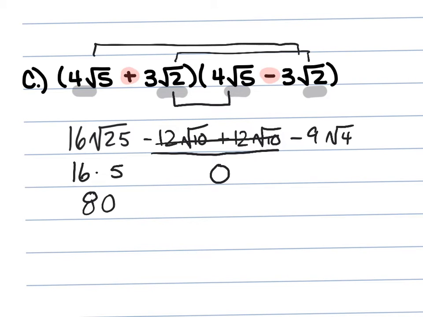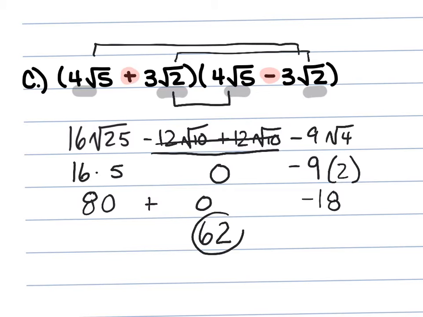And then minus. The 4, we can break it down. So it'd be square root of 4 is 2, negative 9 times 2, so that's negative 18. So it's 80 plus 0 minus 18. What's 80 plus 0? 80. So now we need just what is 80 minus 18? Not 72. 62.